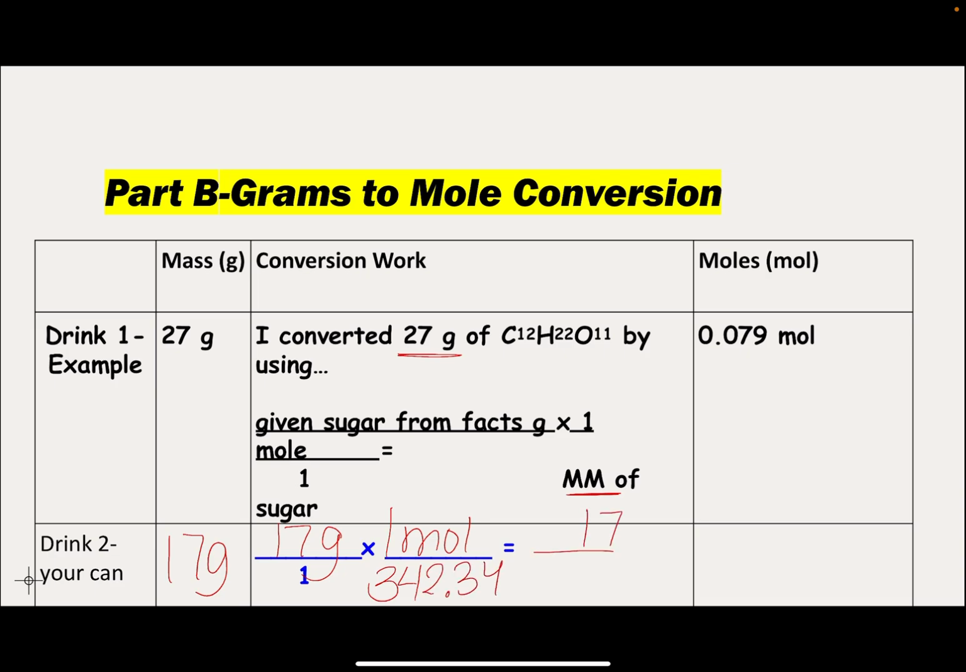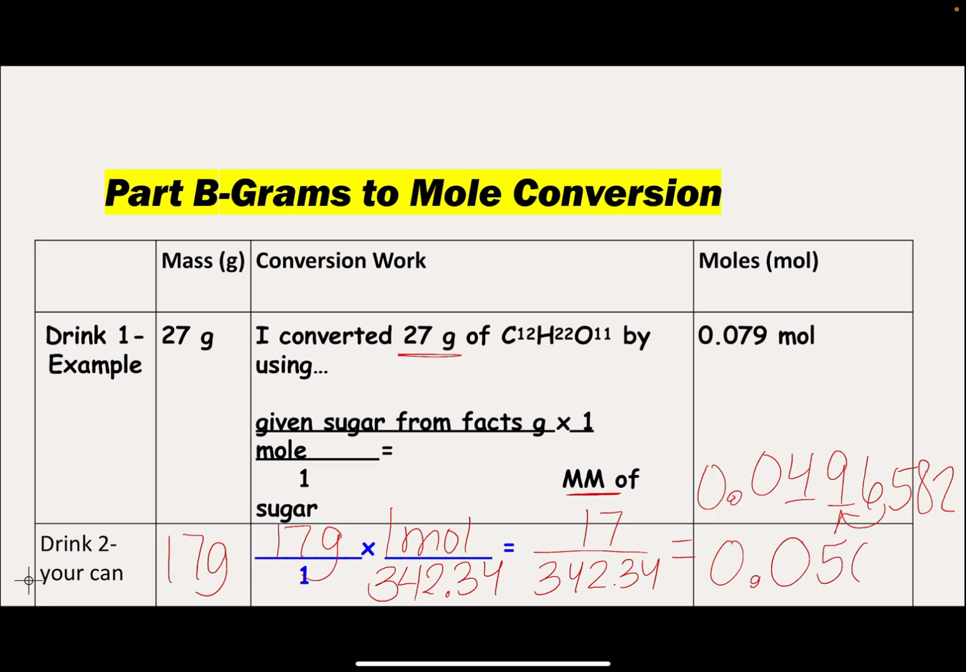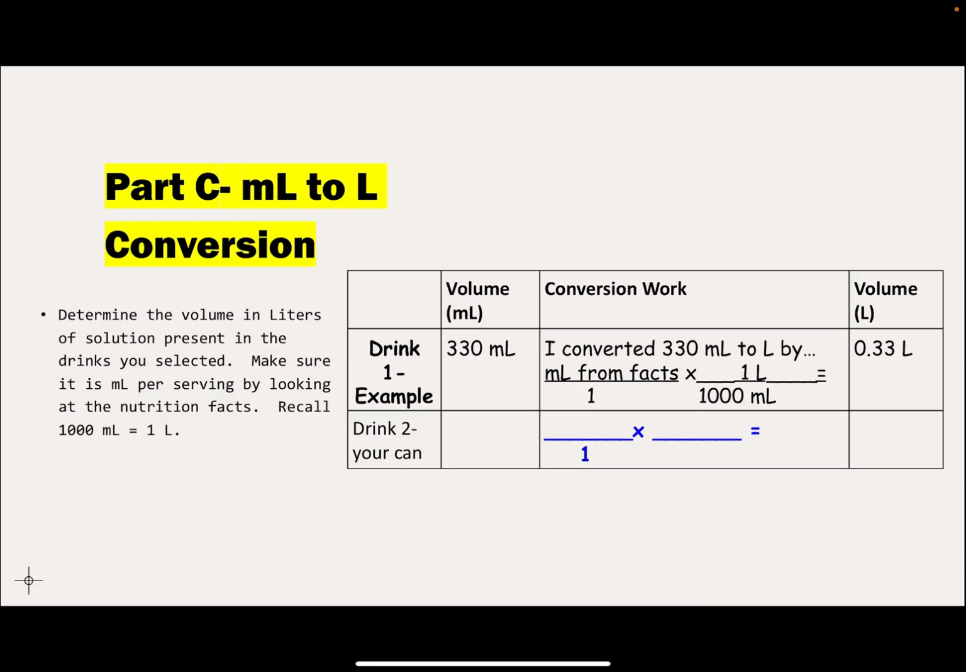So we multiply the top, we get 17. Then we have 342.34 here. So we're going to do 17 divided by that large molar mass, and we get a long decimal, 0.04965 8, 2, and so forth. So count over 1, 2, will 6 round 9 up? Yes, so we're going to have 0.050, and that's going to give us moles of sugar. So now we have our moles.